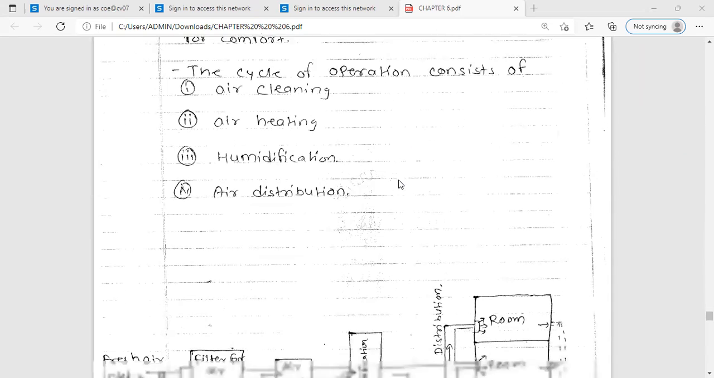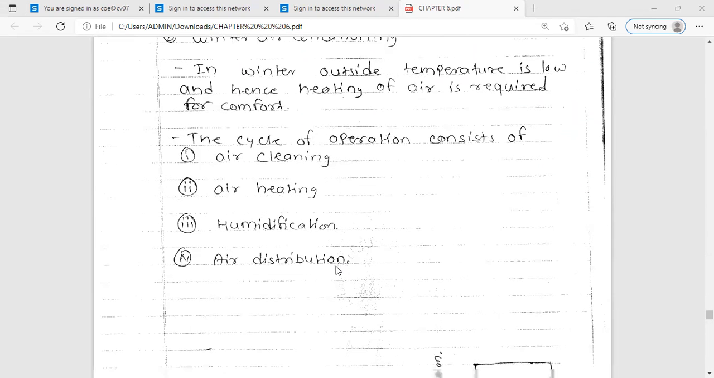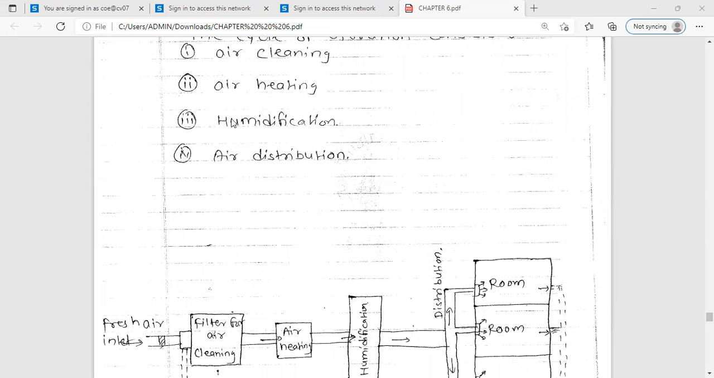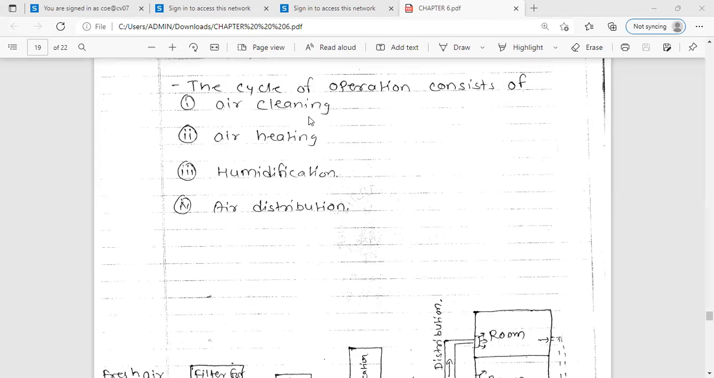And the next thing is winter air conditioning. Okay, the next type. In winter, the outside temperature is low, and hence heating of air is required for getting comfort. Similar to the summer season, here also we have to consider one operational cycle. In that, firstly we have to go for air cleaning, then air heating, humidification, and air distribution.